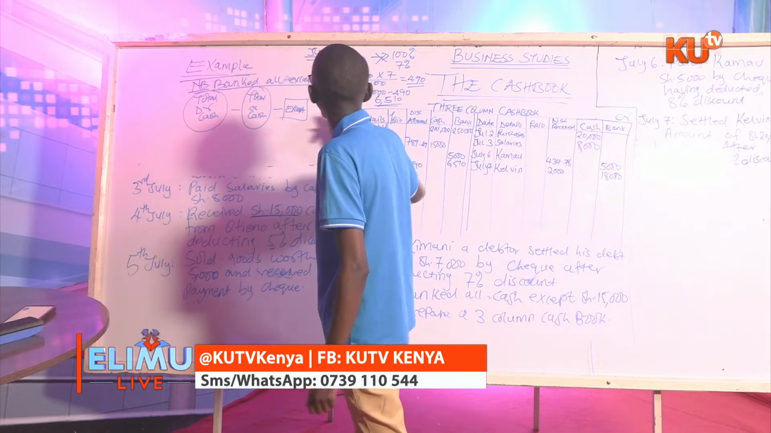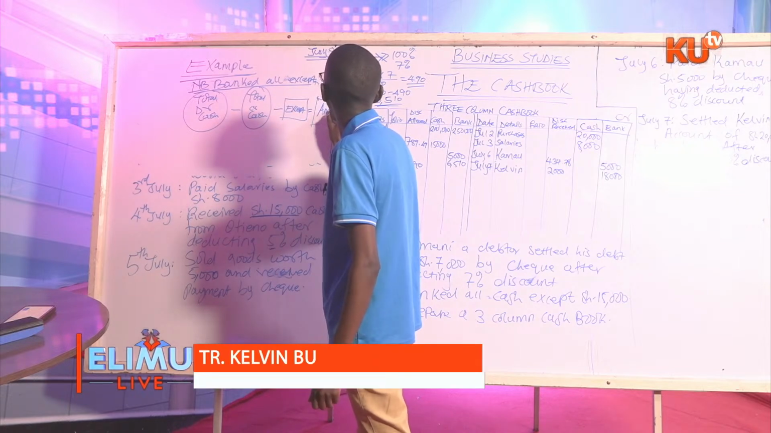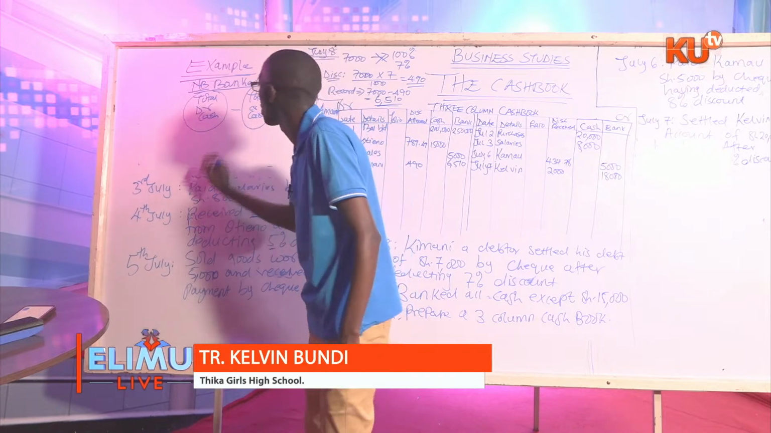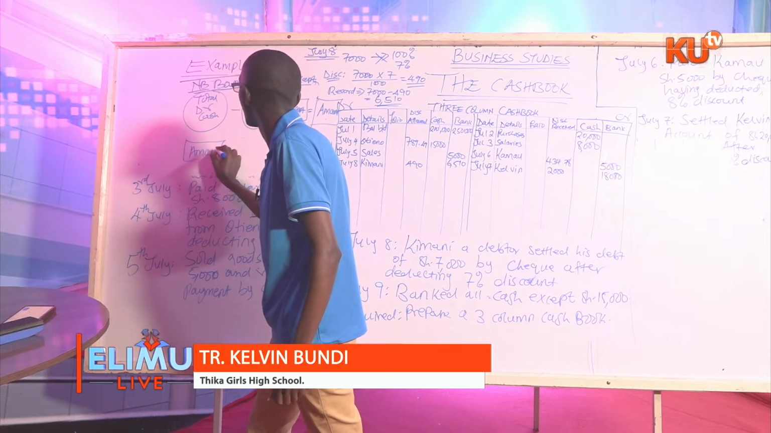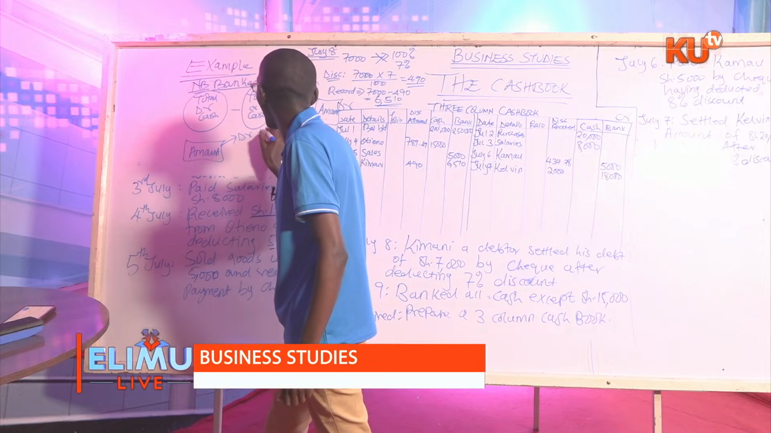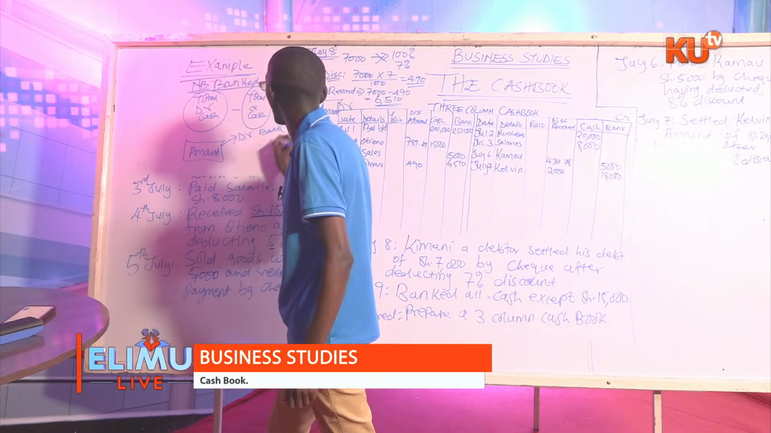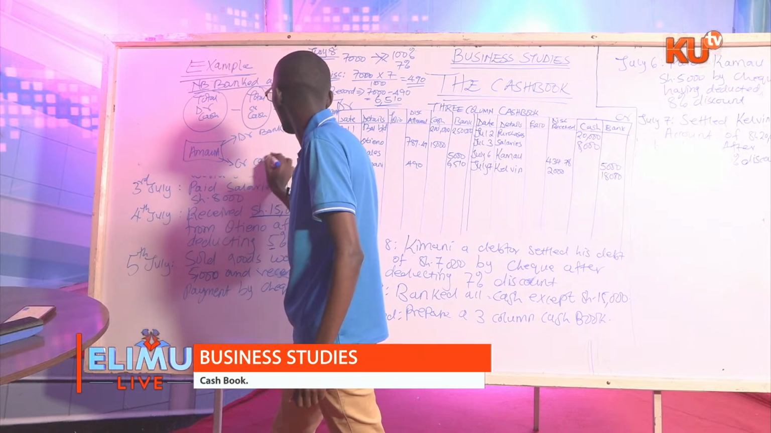Then from there you will get a certain amount. How do you treat the amount that you get? This is how you treat it. After doing that, debit that amount to the bank and credit that amount to the cash.